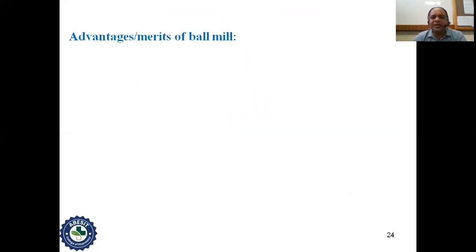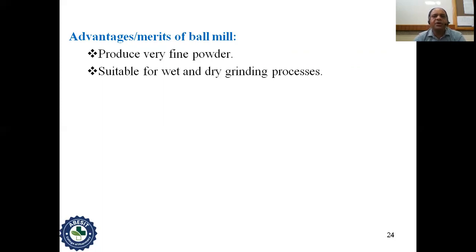Now, advantages or merits of ball mill. First one, ball mill produces very fine powder. If we want to produce very fine powder, we use the ball mill. Second, it is suitable for wet and dry grinding processes.